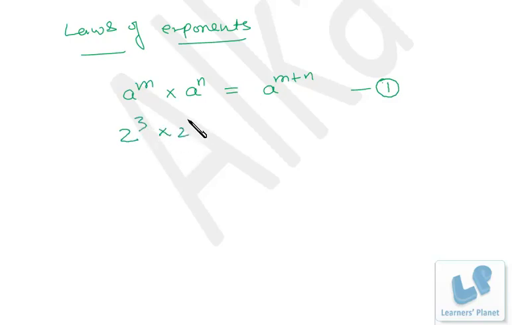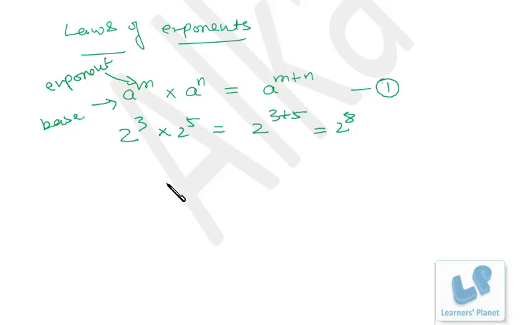Suppose 2 cube into 2 raised to 5, it will be 2 raised to 3 plus 5. That is 2 raised to 8. Okay? This is called the base and this is called the exponent. And how do we call it? A raised to m. That means a is raised to m. Or we can say a is written for m times. Here a is written for n times. Okay? So it's a raised to m plus n.